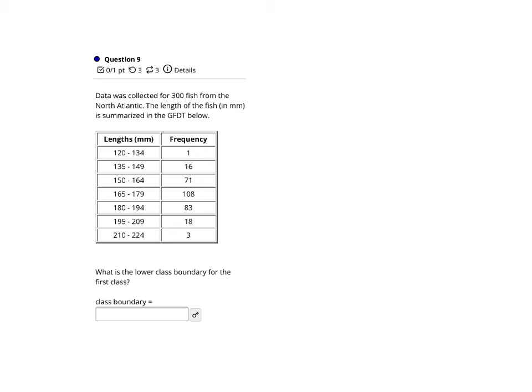Then, number 9. Same 300 fish data collected. This time they're asking for the lower class boundary for the 1st class. Now, boundary, this is the 1st class. The limit is 120. The boundary, if you took 119.5, you would round to 120, right? So the class boundary is 119.5, because that rounds up. Anything 119.5 and higher will round up to 120. So that is the boundary.